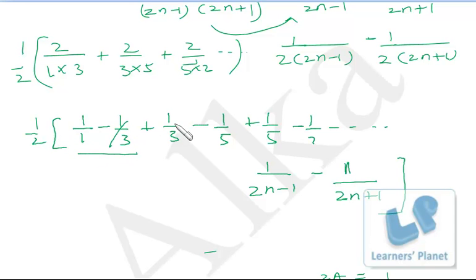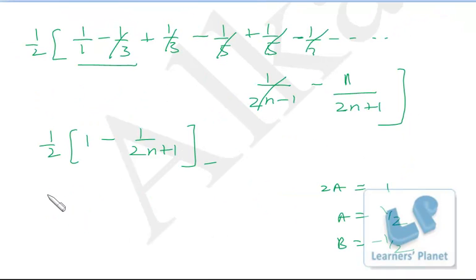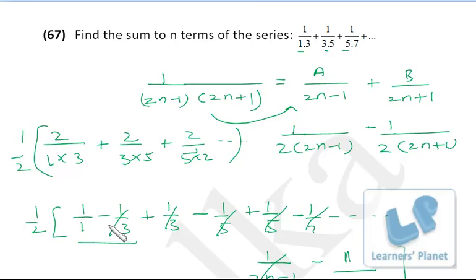Now you can see alternate terms are getting cancelled. Just the first and the last term will remain there. All the other terms will be cancelled. Okay, so precisely we are left with 1 upon 2, 1 minus 1 upon 2n plus 1. Right? So this is half, 2n plus 1 minus 1 upon 2n plus 1. Right? So 1 and 1 is cancelled. This 2 and this 2 is cancelled. So finally we are left with n upon 2n plus 1 as the sum of this series.